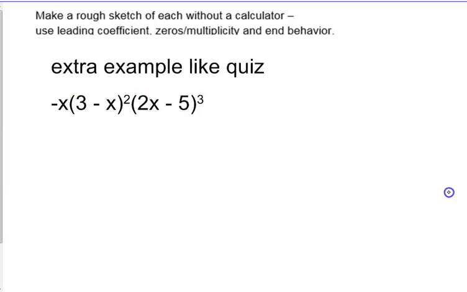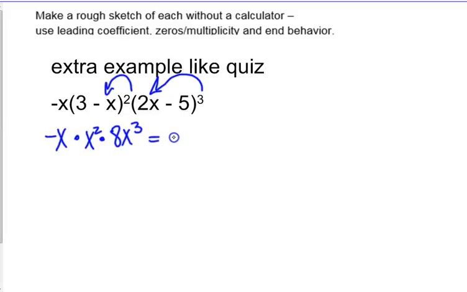I have one more quick example because the one on the quiz I think might look more like this. It has a -x out front. This term is squared, so what would a -1x when you square it become? Okay, and back here there's a 2x that's cubed, which would become 8x cubed. So the actual leading coefficient would be a -8, and I'd have an x to the 6th. So what shape is this one?